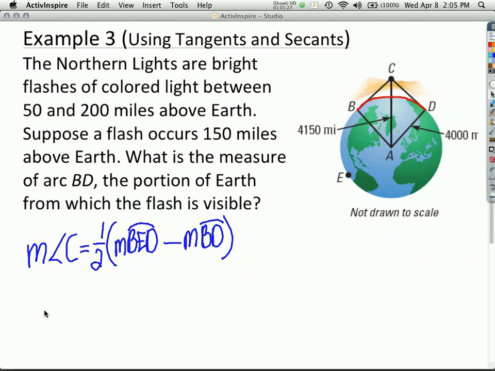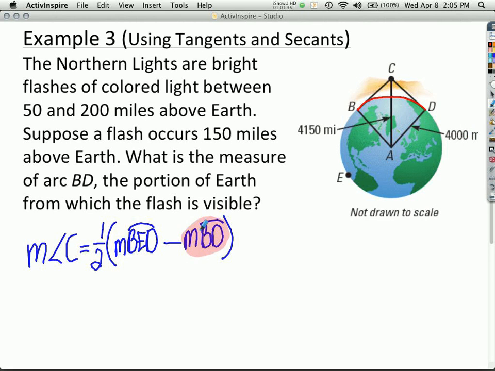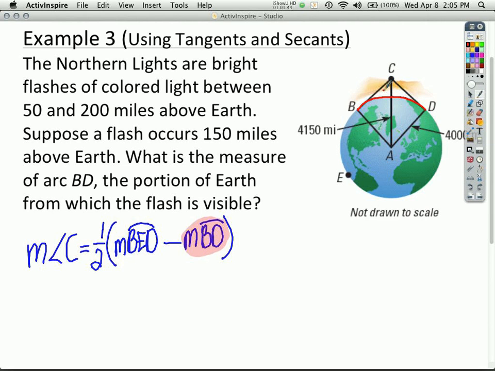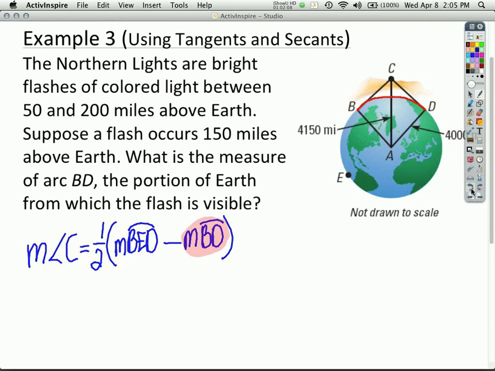And our goal is to find the measure of BD. Our goal is to find this. So that's going to be a variable. We need everything else. So we can just call this x degrees. But that means that we need the measure of angle C, and we need the measure of arc BED to be able to find the missing angle. Let's start with the measure of angle C. What can we do to find the measure of angle C?